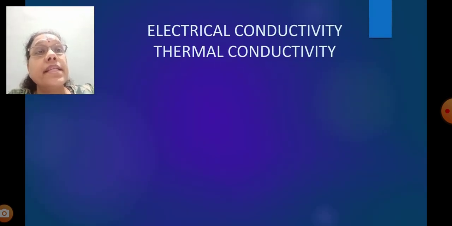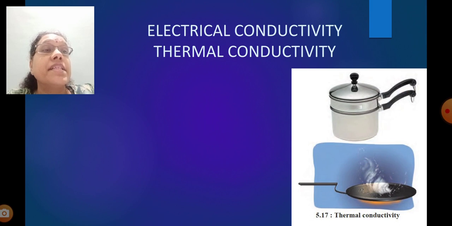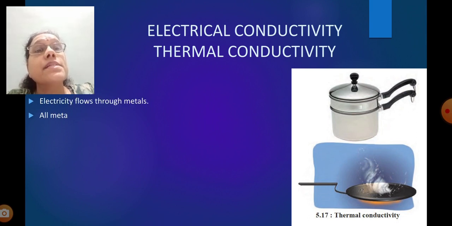Electrical conductivity and thermal conductivity. Yes, you are all familiar. It is a cooker and a frying pan for cooking. Your mother must be cooking with the help of these two things only. So why are we using metals for making them? Because we want to make the food items very fast. Metals conduct heat so fast. That means metals are very good conductors of heat.